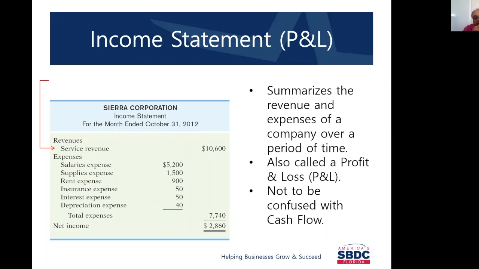Okay, and the start of the period always goes back to zero. You can calculate it as going back to zero or year to date, meaning it is cumulative. Okay.